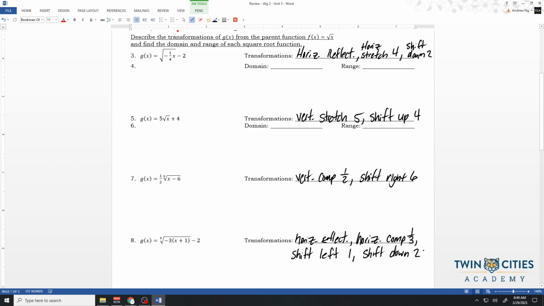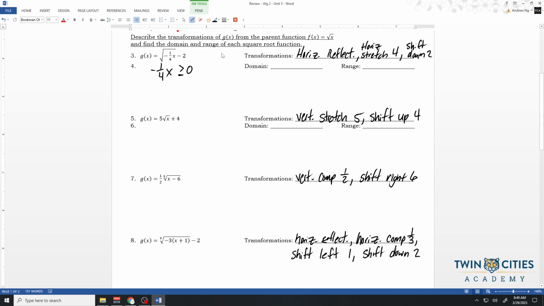Now that we've got all the transformations, let's go back and find the domain and range for number 3, as well as the domain and range for number 5. So going back to number 3, the square root of negative 1/4 x minus 2. To find the domain, we're going to set the inside of this square root, so the negative 1/4 x, greater than or equal to 0. And then I'm going to solve for x.